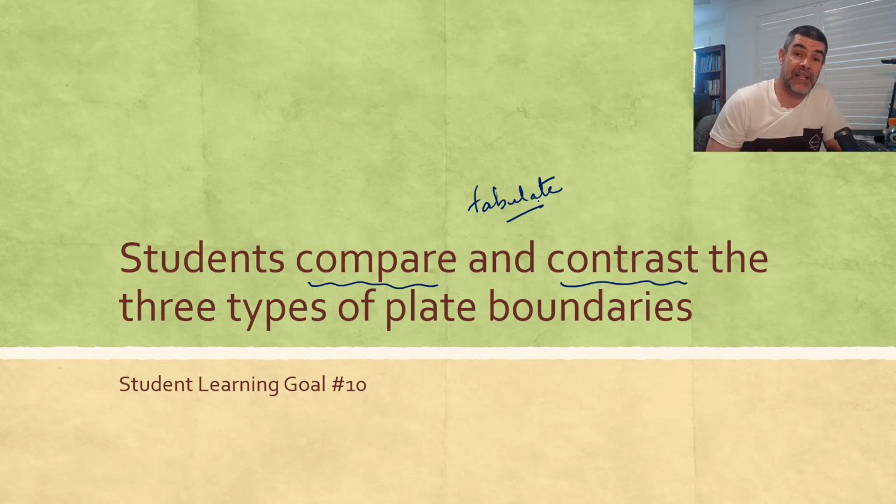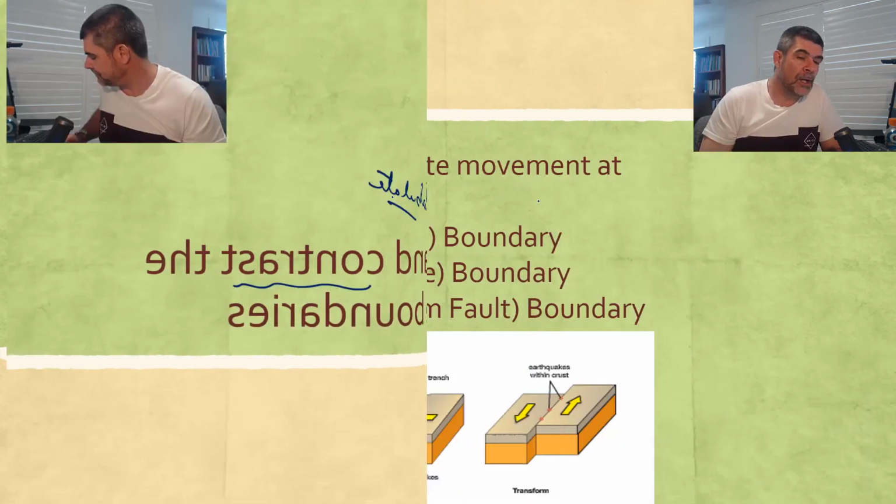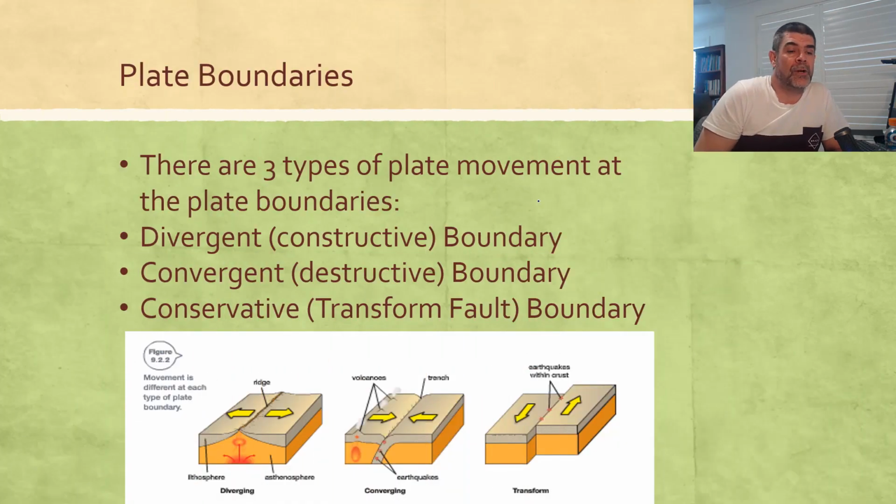But we're going to focus in this particular video on these three different types of plate boundaries. So the first thing we need to do is talk about what those three different types of plate boundaries are. The first one are called divergent boundaries. These are also called constructive plate boundaries. They're where two plates move apart from one another. If they diverge, they're going apart.